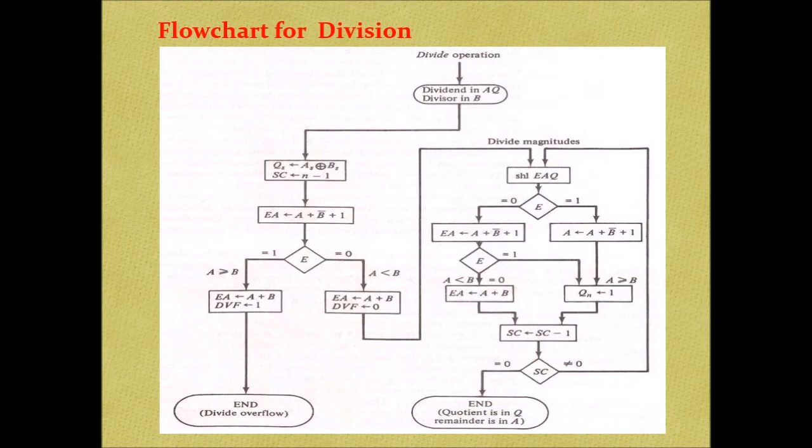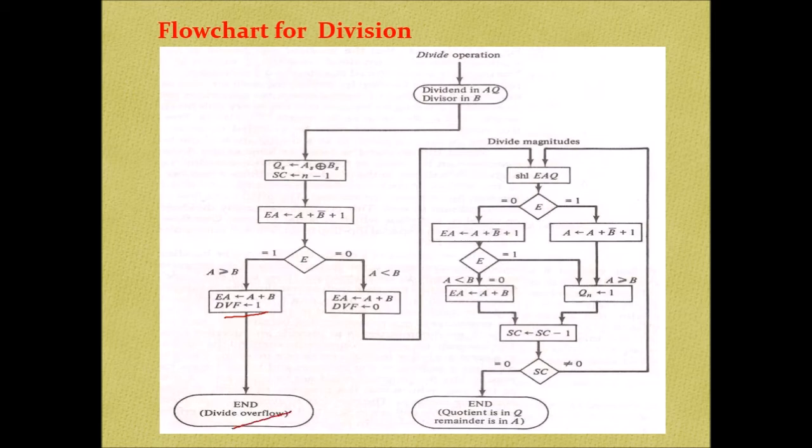But here the divide overflow flip-flop is now on, or it is high. So when this divide overflow condition occurs, that means what? The division is not possible, because the dividend is smaller than the divisor. So we know that when the divisor is greater than the dividend, division is not possible. That means end of the division operation.